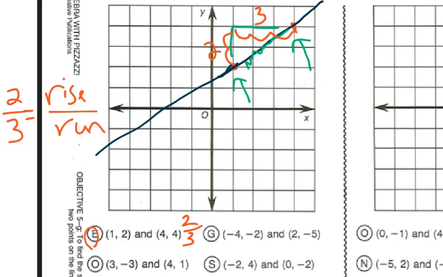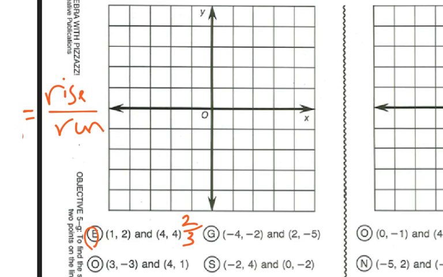I'm going to erase mine, but you can leave yours on. Obviously, you're going to leave yours. The next one is -4, -2. So go over 4, 1, 2, 3, 4, and down 2. And then we have 2, -5. So over 2 to the right and down 5. 1, 2, 3, 4, 5. So it's all the way down here. And again, we're going to have a straight line. I'm going to do my best, which was really bad.